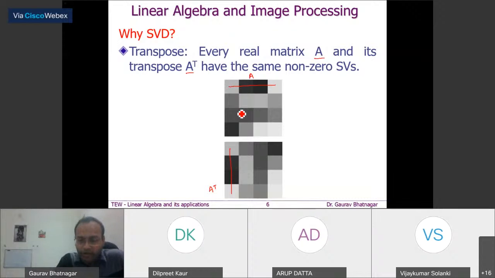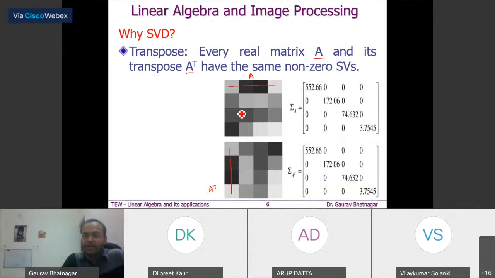I have done this example in MATLAB. When I find the singular values, I get them over here. This is an 8-bit 4x4 image which I constructed in MATLAB, and I am just giving the singular values of these two matrices, which I again calculated in MATLAB only.